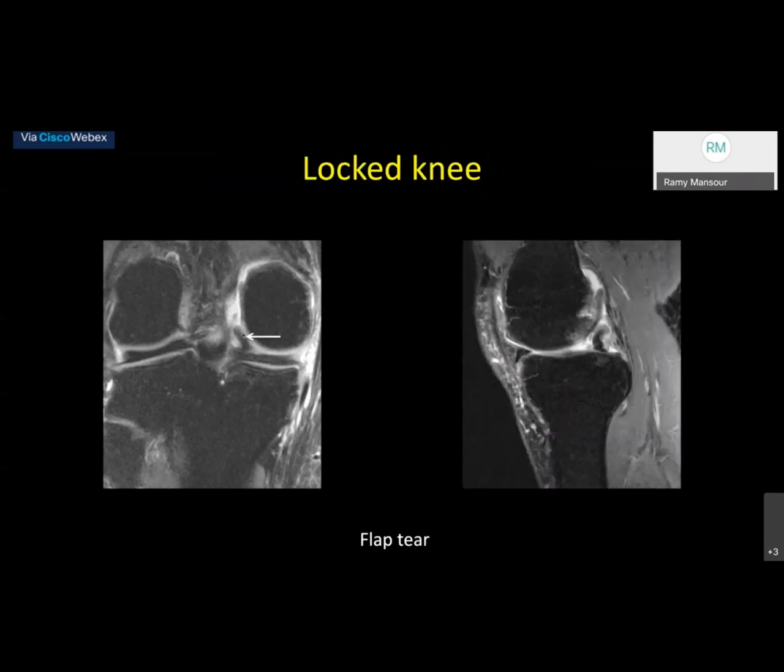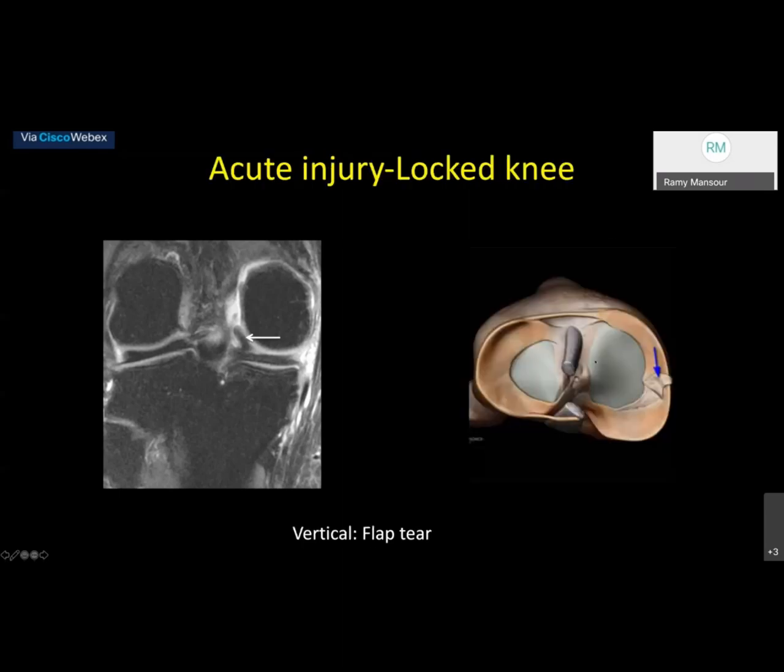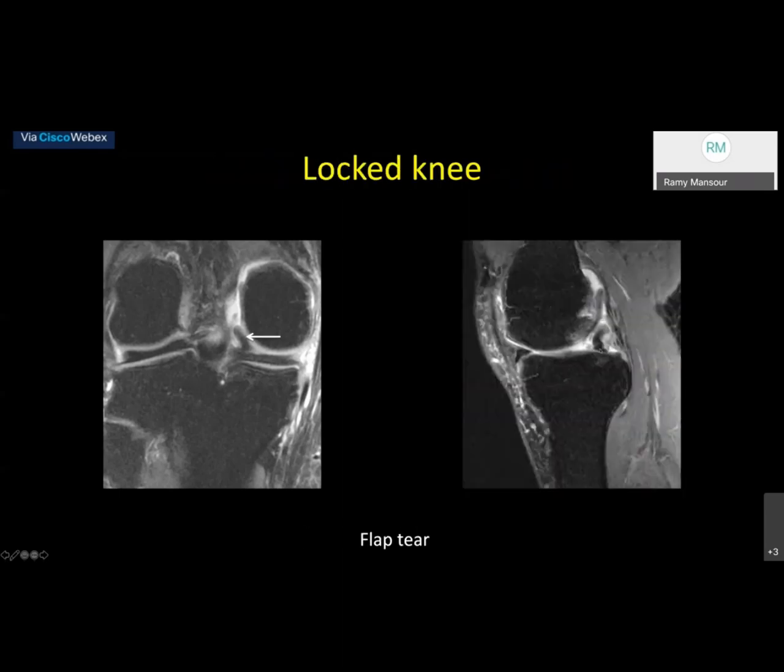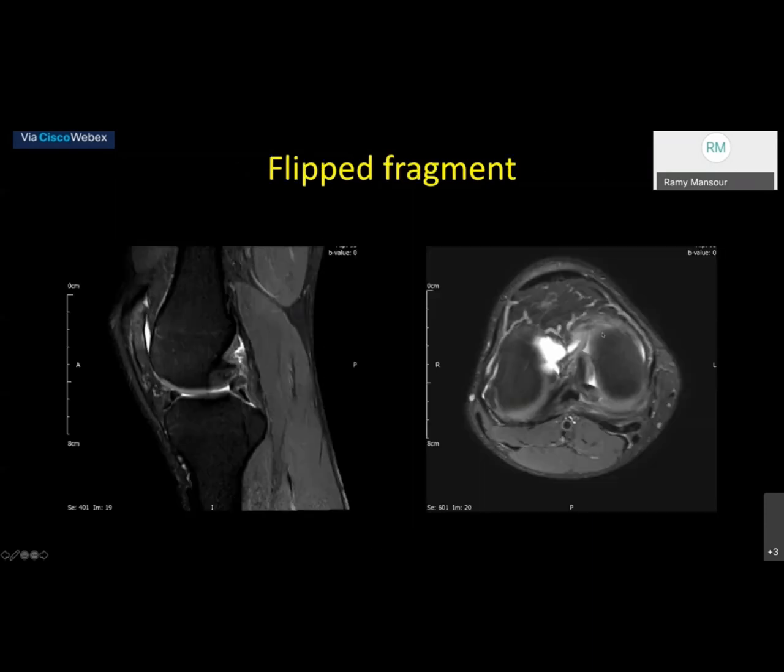Again, this is the same patient, but in the sagittal plane you don't necessarily see the tear itself, but you see the flipped meniscal fragment like that. Here is another example of a flipped meniscal fragment, but in this instance the flipped fragment is larger than the meniscus itself. You can see the flipped meniscal fragment is very large and it's located in the intercondylar notch.